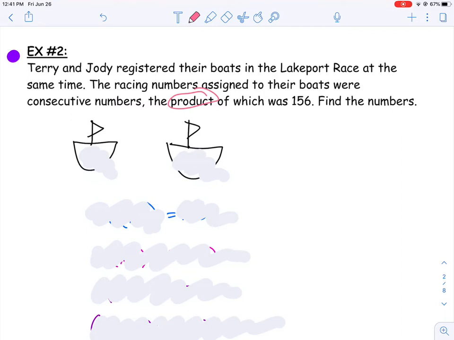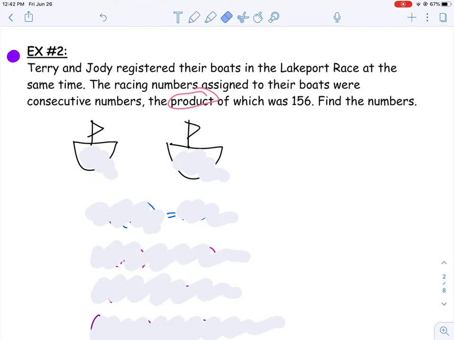Hopefully you know that product in math means to multiply. We want to find their two racing numbers, right? Okay, so let's read that carefully again. The racing numbers assigned to their boats were consecutive numbers. So if I got 7, then the next person got 8, right? The product of those two numbers is 156. So let's start translating this into mathematical notation.